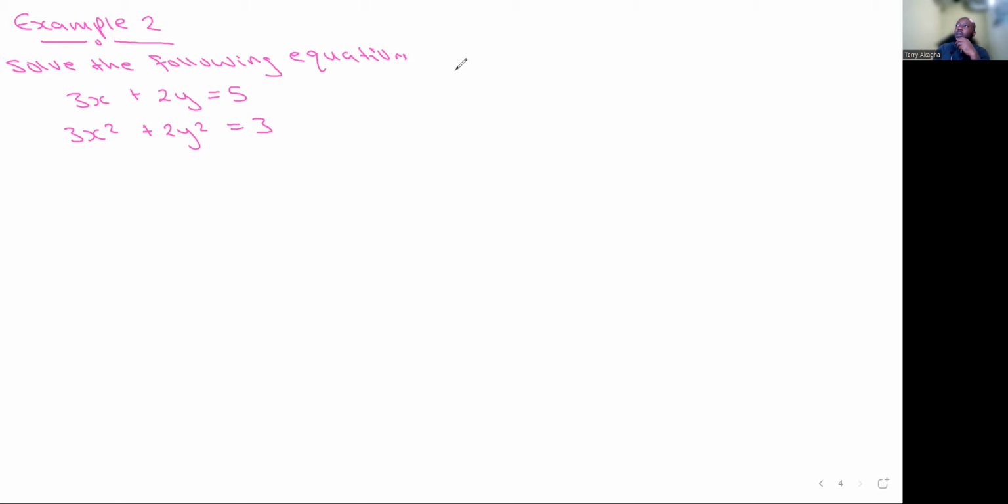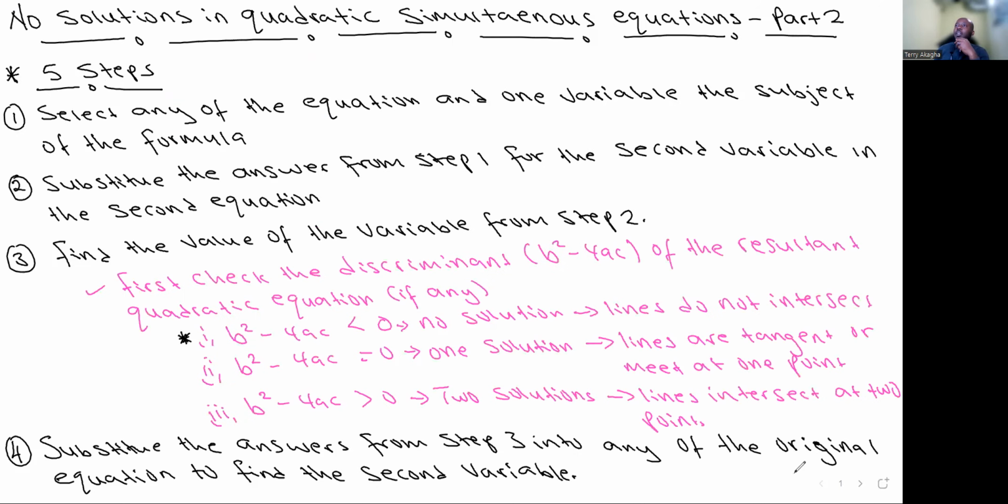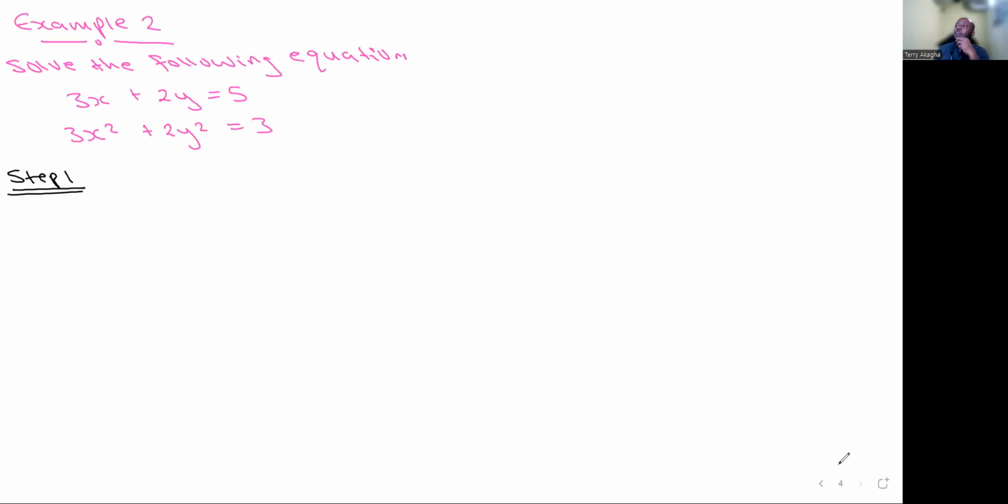So step 1, we need to look for the value of one of the variables, to make it the subject of the formula. Like I always tell you, I'm always biased to making y the subject of the formula, right? So I'm going to use 3x plus 2y is equal to 5. I take 3x to the other side, so it's going to be 2y is equal to 5 minus 3x, okay? Which is the same thing as saying 2y is equal to minus 3x plus 5, if you rearrange it.